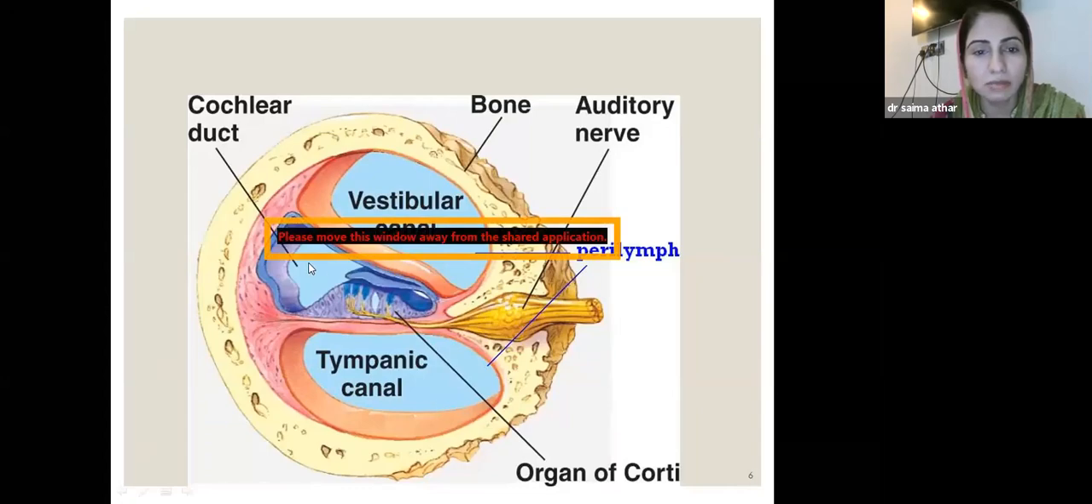Can anybody tell me what is the difference between endolymph and perilymph? Yes, anyone? What is the difference between the endo and the perilymph?